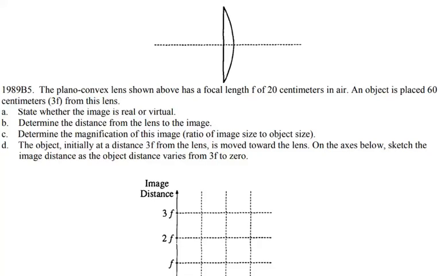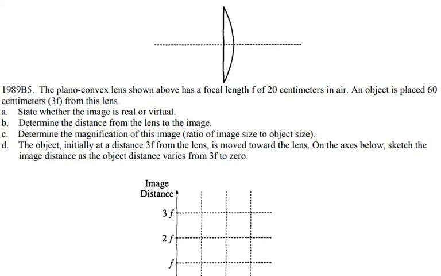This is the question from 1989 AP Physics B. Now this would be part of AP Physics 2. And the question states that the planar convex lens, and planar convex means that one of the sides is flat and the other one is curved. Such lenses will have positive focal length, and they're widely used as all-purpose focusing elements.